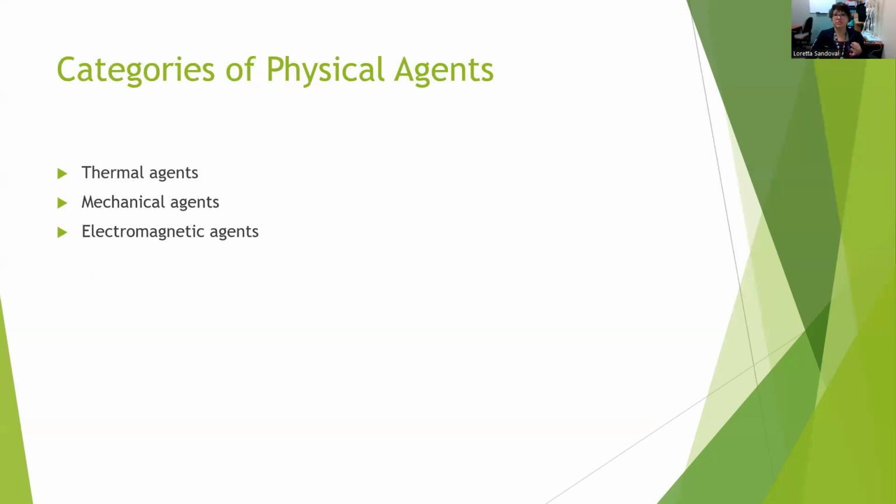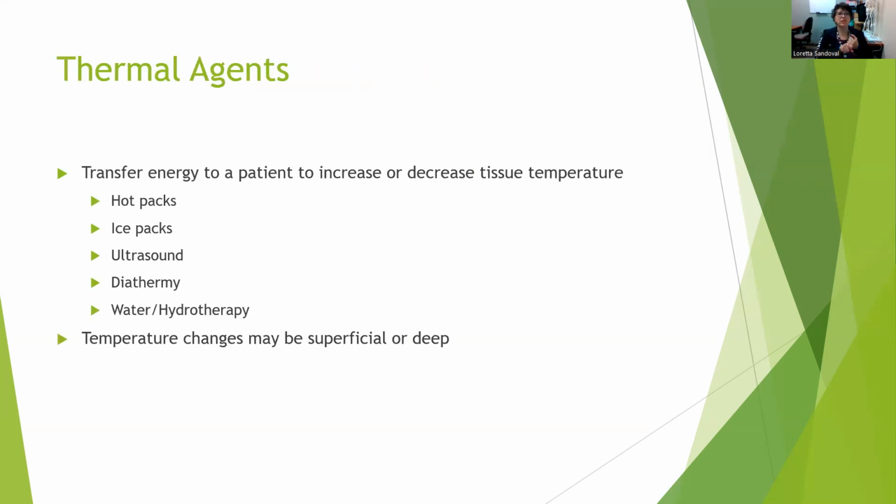So the 3 categories of physical agents are thermal, mechanical, and electromagnetic. Thermal agents use some means to transfer energy to a patient to increase or decrease tissue temperature. If we are decreasing tissue temperature, we're transferring energy from the patient to the modality. So this includes hot packs, ice packs. Ultrasound can be a thermal agent. It can also be a mechanical agent. Diathermy, water or hydrotherapy, and water and hydrotherapy can also be a mechanical agent. So there's not a strict line, but in general, these can be thermal agents.